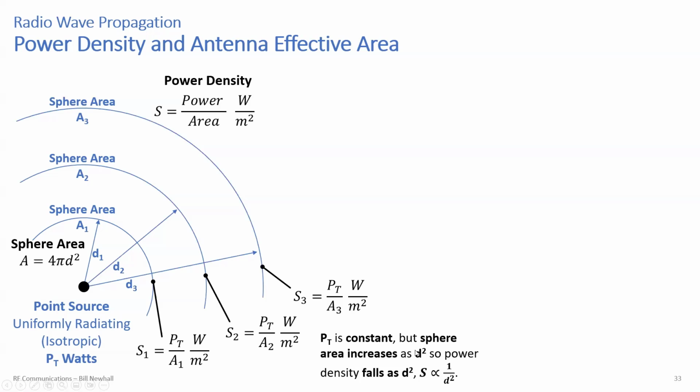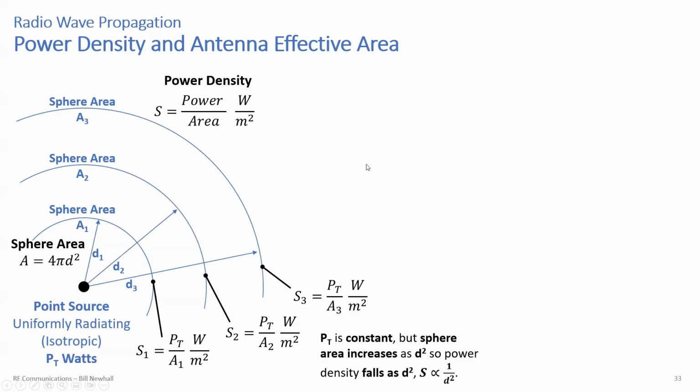And the sphere area increases as d squared, right? Because you calculate 4 pi d squared. So the power density falls as d squared. So S is proportional to 1 over d squared.